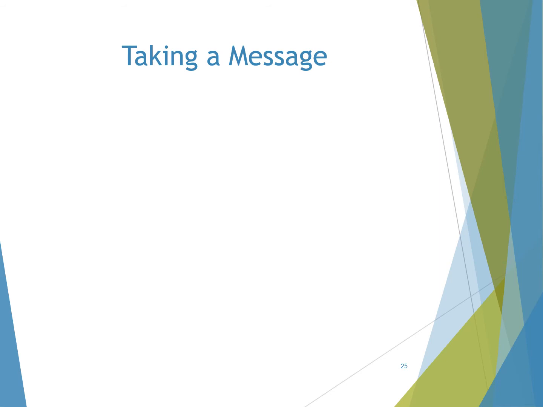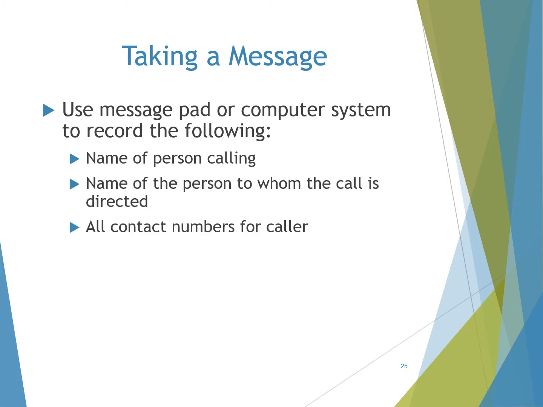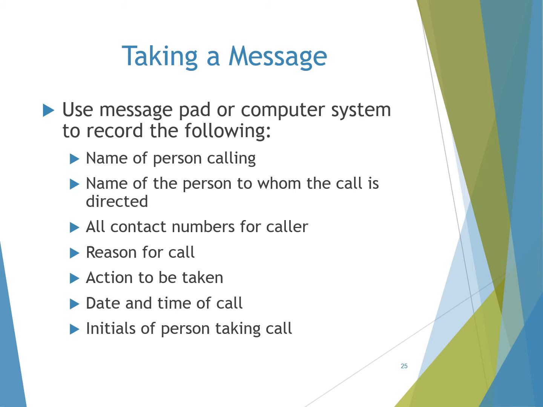For example, explain that the provider usually returns calls between 3 and 4 p.m. Whether the message is taken in a handwritten or electronic format, the information needed for a complete message is the same. That includes the name of the person calling, the name of the person to whom the call is directed, all contact numbers for the caller, the reason for the call, the action to be taken, the date and time of the call, and the initials of the person taking the call.